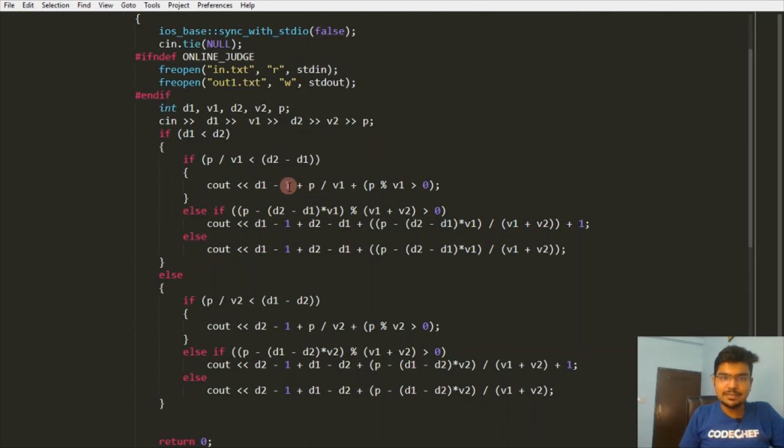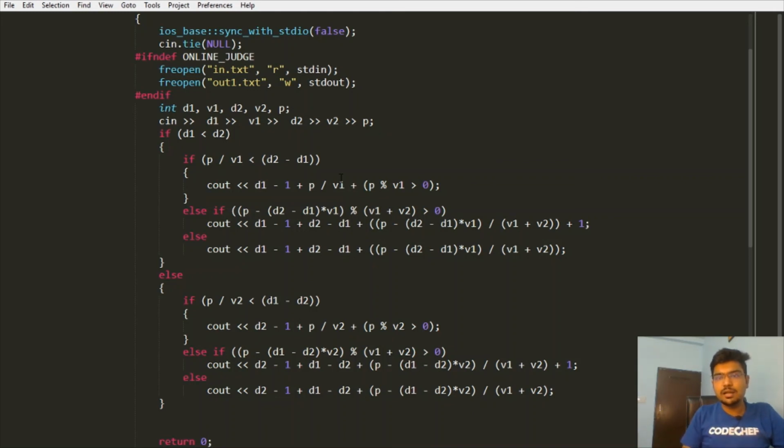So how many days will it require? That is D1 minus 1 days will be vacant, and for the remaining days company A will be producing the vaccine, so P will be divided by V1, right? And what we have taken in this is, if P modulo V1 is greater than 0, that means a remainder is remaining, that will add one extra day, obviously, because we need to take the absolute value of the number of days, right?